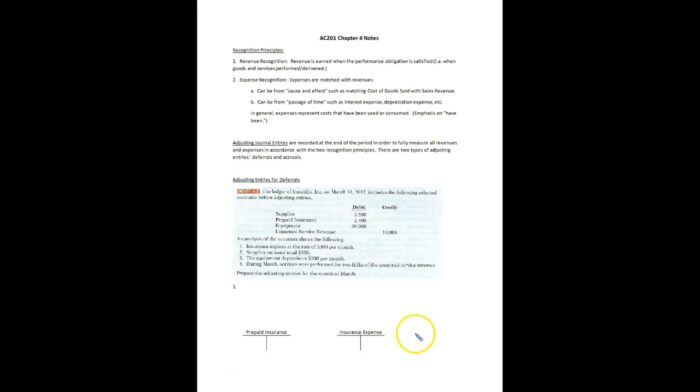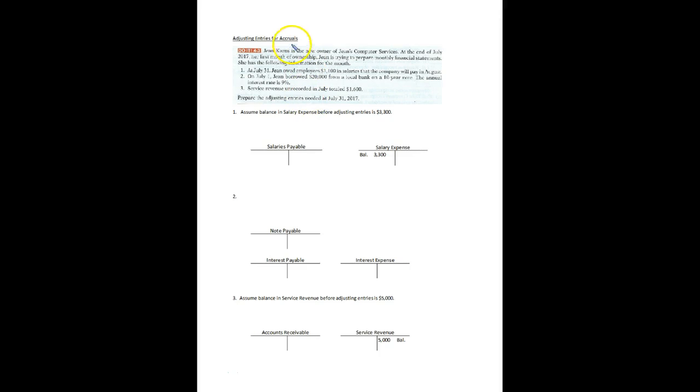In this recording, we're going to look at the final topics in Chapter 4. We've already looked at adjusting entries for deferrals. Deferrals are when a cash transaction takes place first, and then the revenue or expense is incurred later. We also have looked at adjusting journal entries for accruals. That's where the revenue or expense takes place first, and then the cash is paid later.